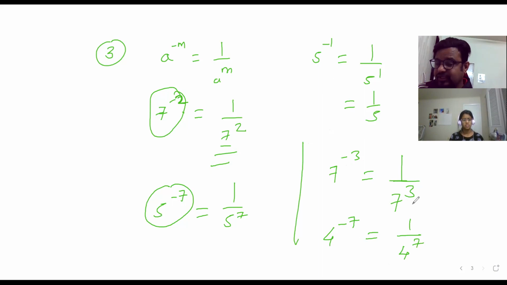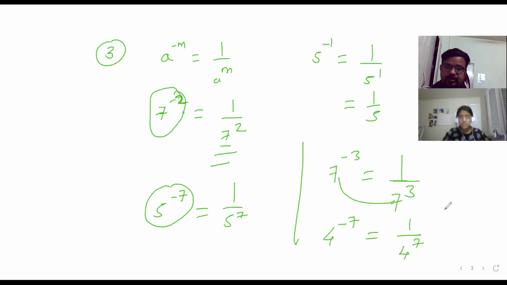1 over 7 raised to 3 is there, that means it is written like this, 7 raised to minus 3, negative power. Okay. Whenever you get a negative power, you can write its positive power, but 1 over the number's positive power, like that. Okay. Write it down. Wait, okay. Yeah.